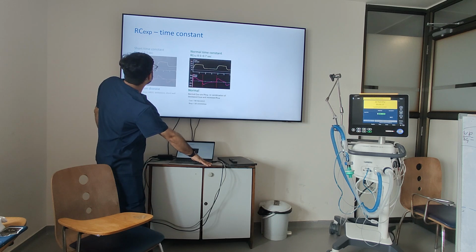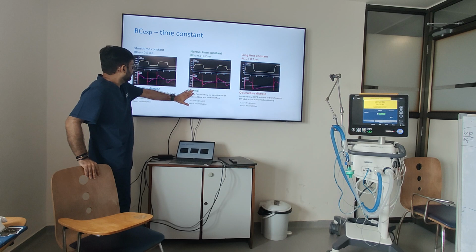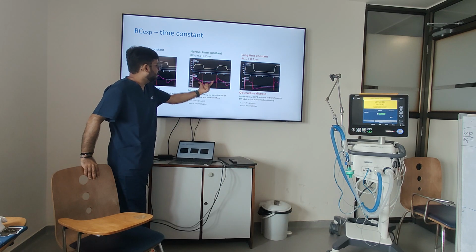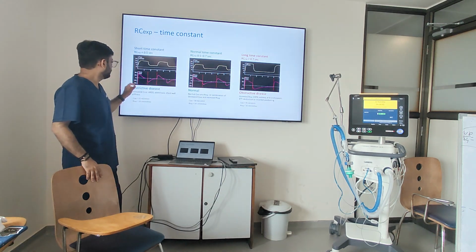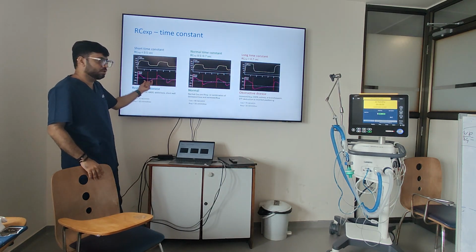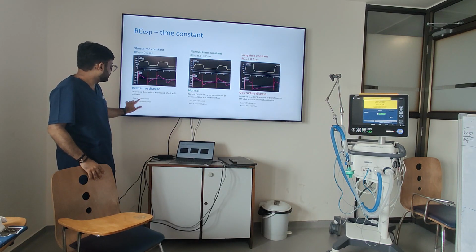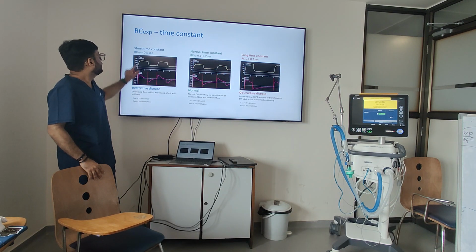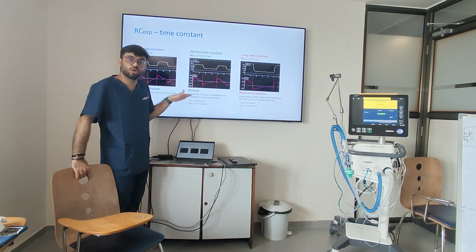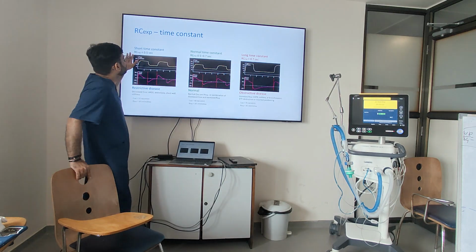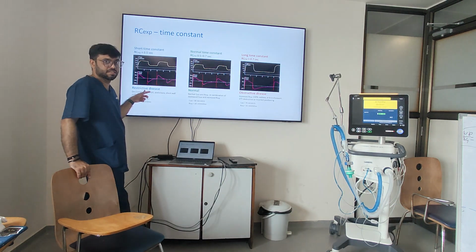Now, I'll show you the other three in comparison. So you have normal, which we have already seen, where we have a normal time constant value by taking the expiratory flow into consideration. Similarly, in restrictive disease it is shorter. You see here the compliance is 22, your resistance is 10, and your time constant is less than 0.5. So if your time constant goes below 0.5, that means it's a short time constant, and that particularly helps us tell that it is a restrictive pattern.